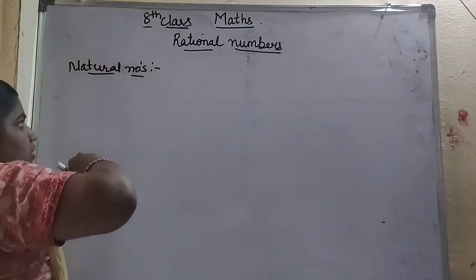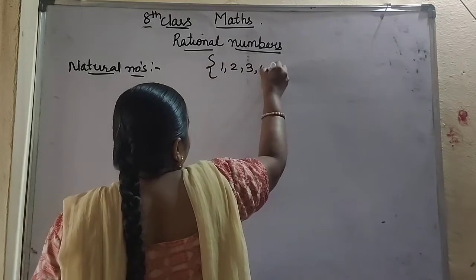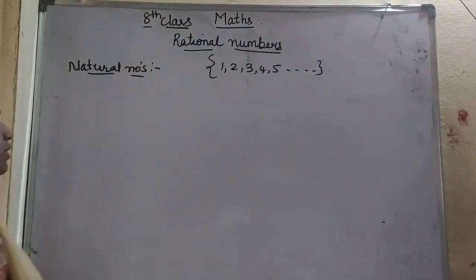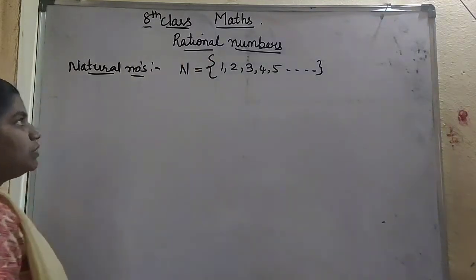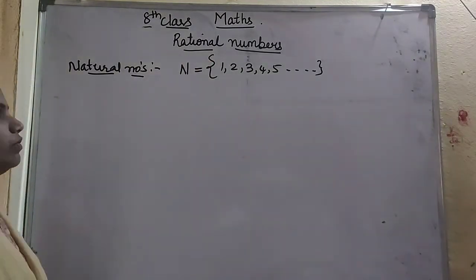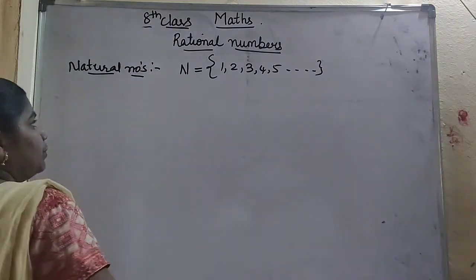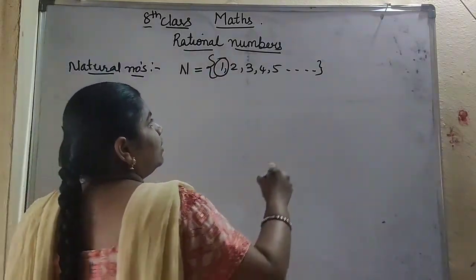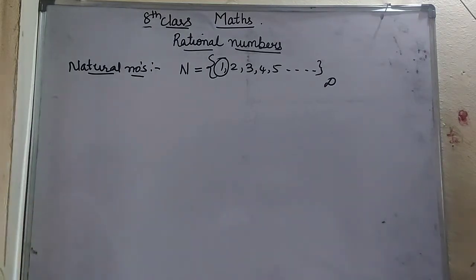What are natural numbers? Natural numbers means 1, 2, 3, 4, 5 and so on. All the counting numbers we will call natural numbers. We denote the natural numbers with capital N. In these natural numbers, 1 is called the smallest natural number, and the largest natural number we don't know, so we will take it as infinity or not defined.